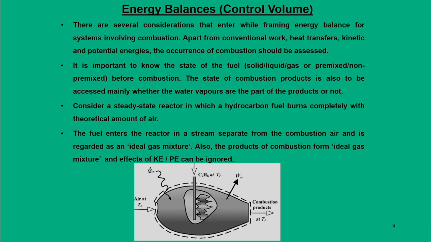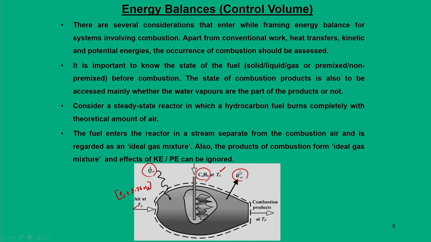All our reactions can be thought of in a control volume approach. In this particular figure, we can see that some component CaHb is a fuel, any arbitrary fuel, and air is modeled as O2 plus 3.76 N2. It enters at a certain temperature Ta, the fuel temperature is Tf, and the reaction takes place and we get the combustion products at the product temperature Tp. During this process we may have heat transfer into the control volume and work transfer out of the control volume.